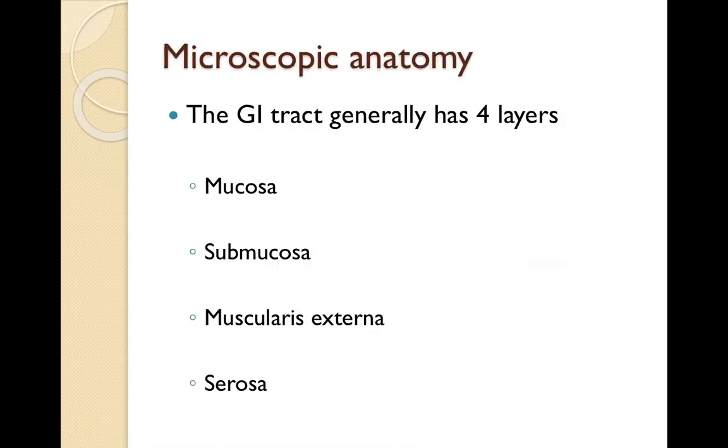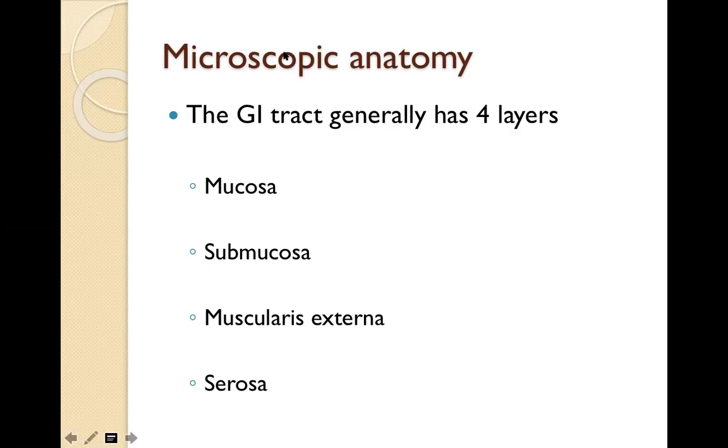Now that we've talked about the basic features of the GI tract from an anatomical standpoint, we're going to talk about the microscopic anatomy of the GI tract. We're really going to talk about the layers of the GI tract, but we're going to focus on the stomach and the small intestine. The majority of the areas within the GI tract have similar layers. The ones of the stomach and the small intestine are, in my opinion, the more important ones to understand.